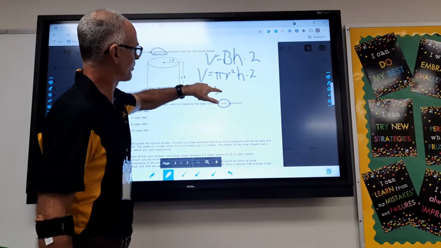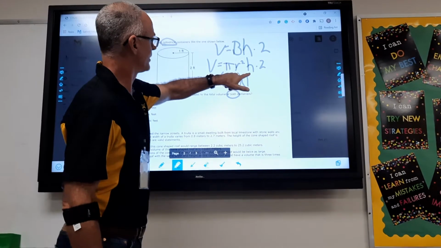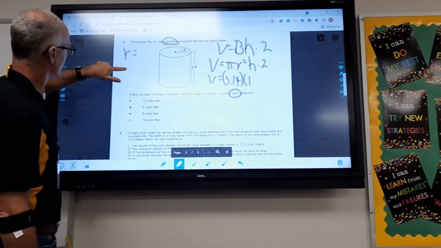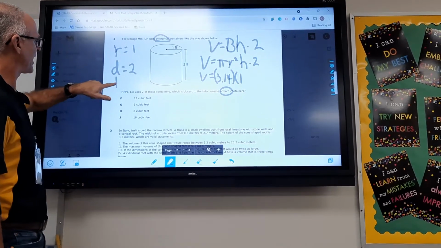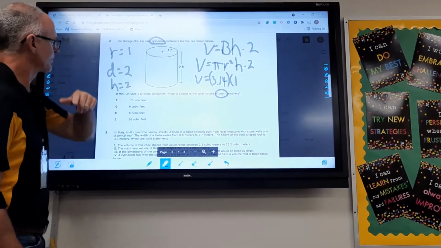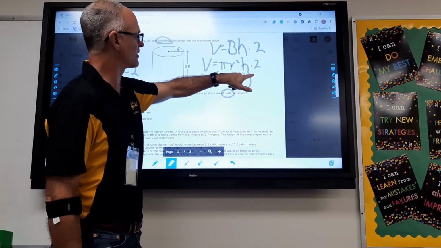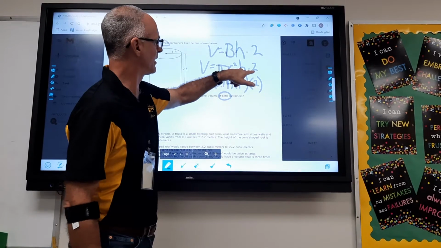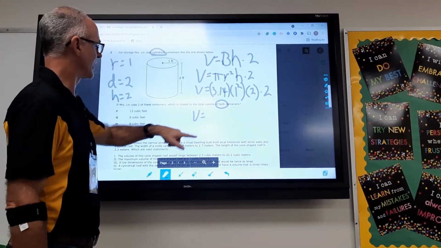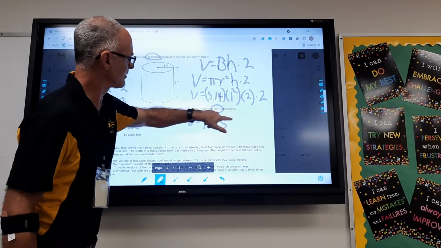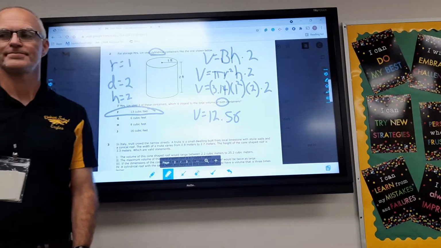So we use 3.14 times 1. I'm sorry, we didn't do this. We didn't do R equals, D equals. We messed R up. R equals 1, diameter equals 2, height equals 2. So now we have all of our information. 1 squared, r squared, 1 squared times height 2, and then both, times 2. We calculate all that, and we get 12.56, which is closest to 13 feet. We're doing rounding now.